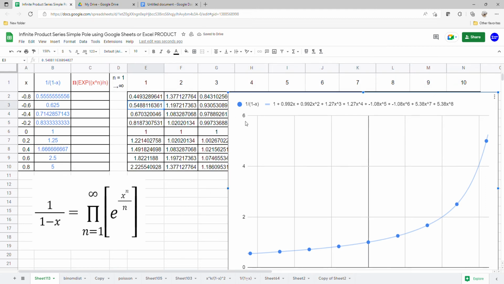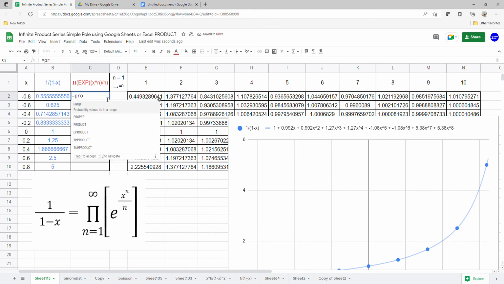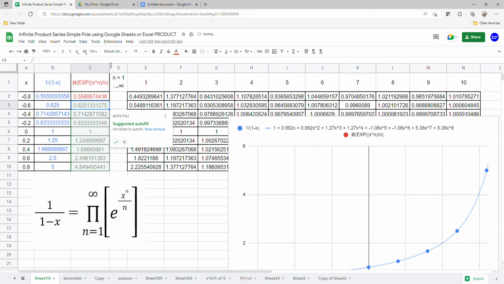Now we continue with the infinite product. So this is equal to product from 1 to 10. And we drag this downward. We copy this and drag this downward.